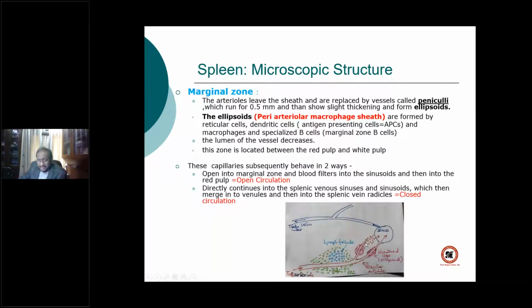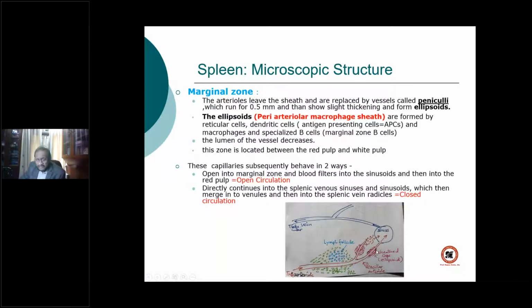But here what has happened? The artery has truncated here, and after the truncation, it has discharged its contents into the red pulp. So it has now become an open discharge, and from there it seeps back into the sinus. That's why this is known as an open circulation.